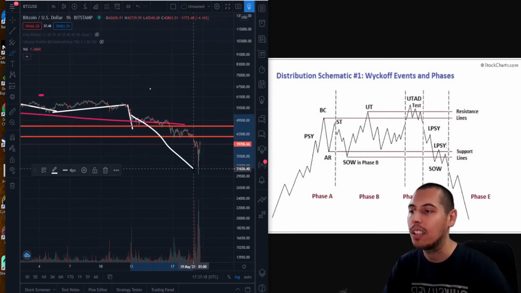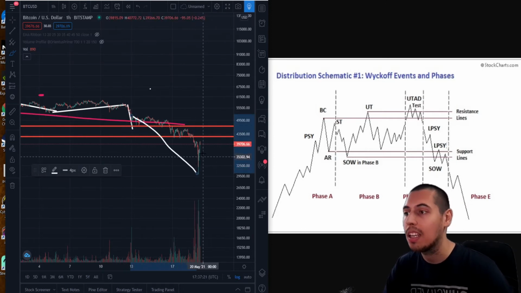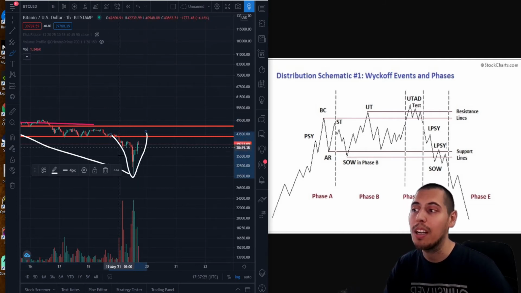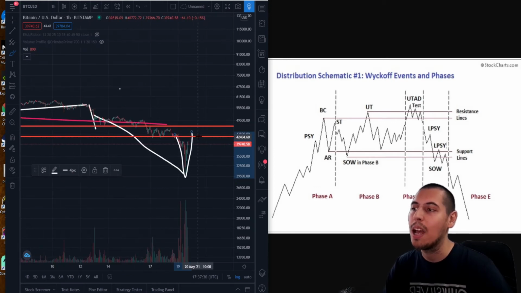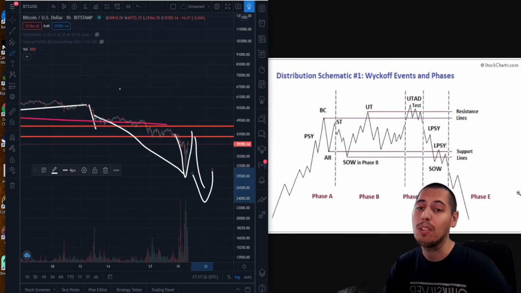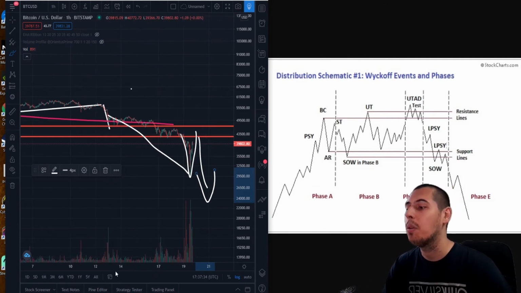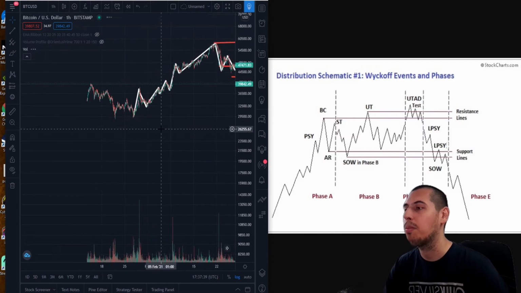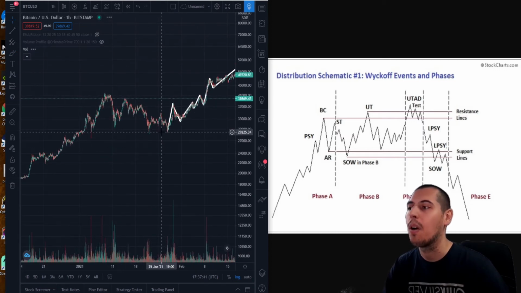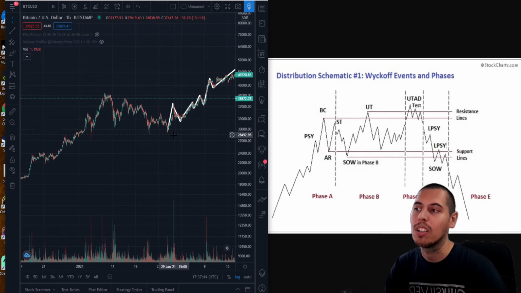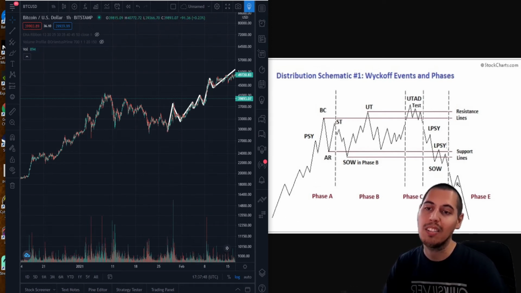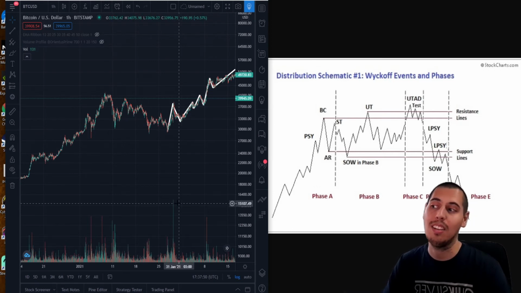So we went down here, we had this bounce, which is the beginning of phase E, with a very, very sharp drop and a V-shaped recovery. Right now we're bouncing off the support line and continuing lower, which is pretty much the end of phase E, which means it's going to take us back to where we were when this pattern began, down here around the 30,000 US dollar level. But not only that, this was just the beginning of the pattern. It doesn't show where exactly the pattern ends.